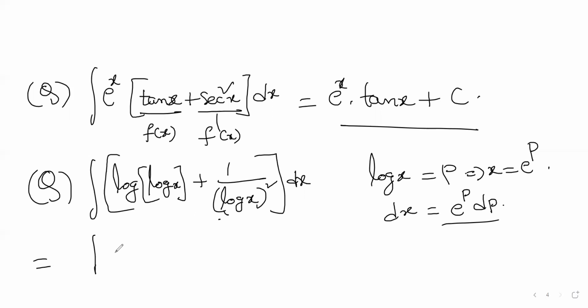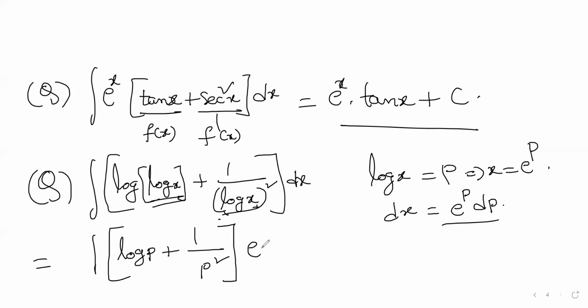So I can just plug these things in here. This integral converts to the integral of (log p + 1/p^2) e^p dp, since log x is p and 1/log x is p, so 1/p^2, multiplied by e^p dp, as dx is e^p dp. This is how I got the integral. Now this looks very weird, because the derivative of log p is not 1/p^2.